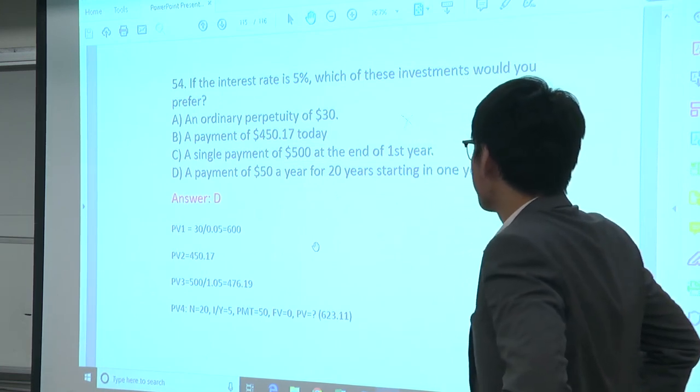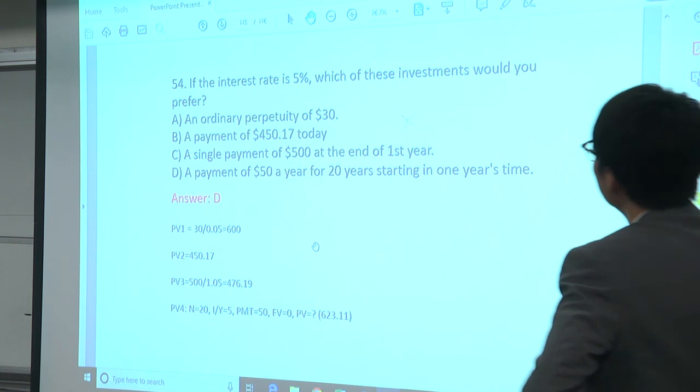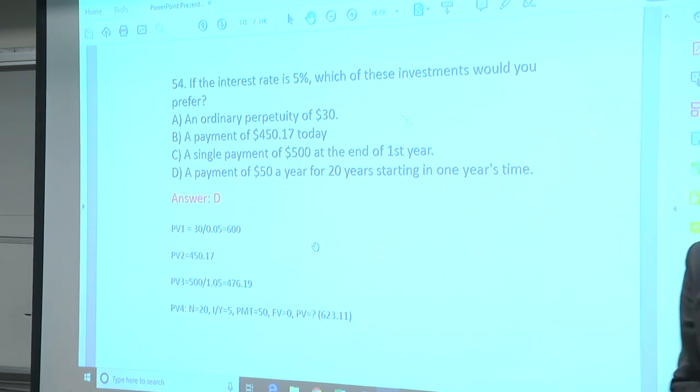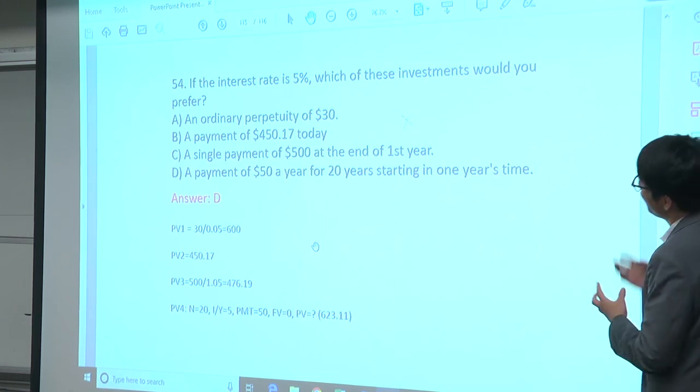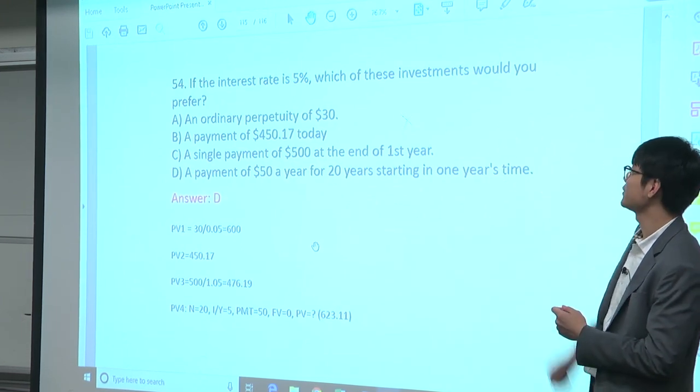If the interest rate is 5%, which of these investments would you prefer? This is a tricky question. It looks like one question, but it's actually 4 questions. Because you need to calculate 4 present values and compare. It says, would you prefer? What kind of investment would you prefer? You prefer a higher present value. Okay? So in order to get this question, you need to get 4 present values out of those.